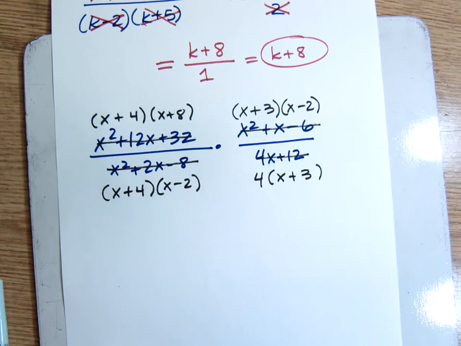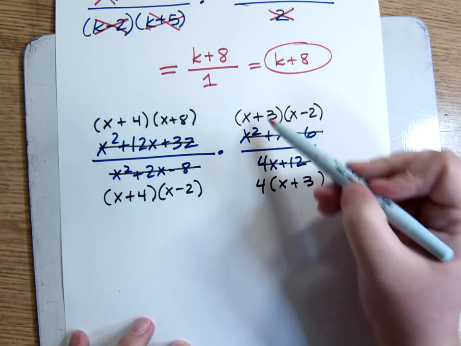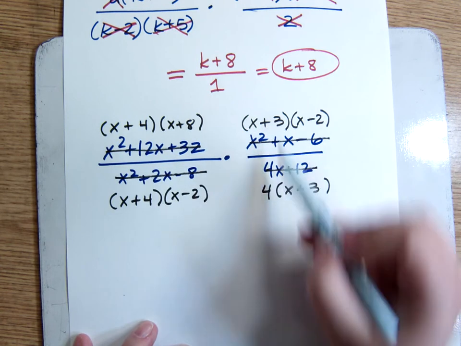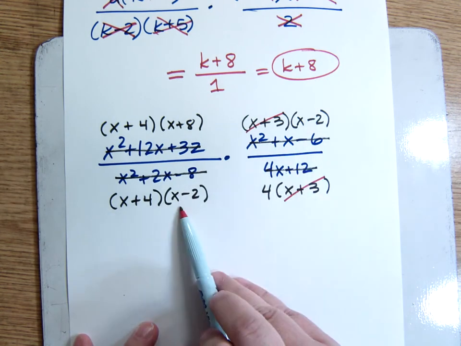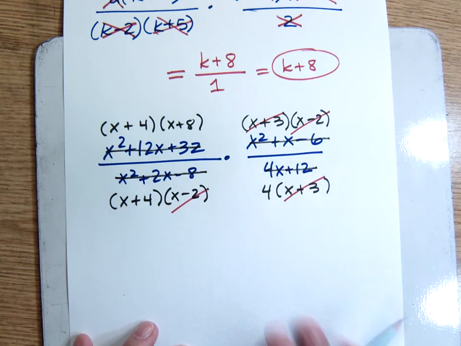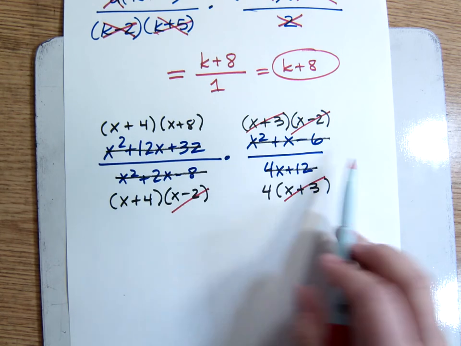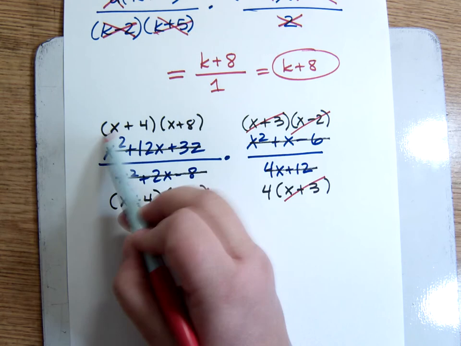Now that I have it fully factored, I'm ready to do any canceling I can. So I see an x plus 3, an x plus 3, cancel. X minus 2 here, x minus 2 here, cancel. You don't do any canceling if it's on the same level. If you have the same thing on the same level, no canceling. One has to be in the numerator, one has to be in the denominator all the way across. X plus 4, cancel.